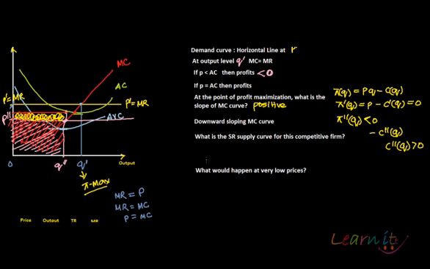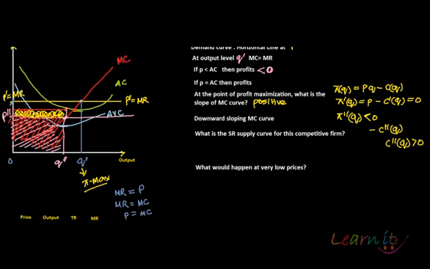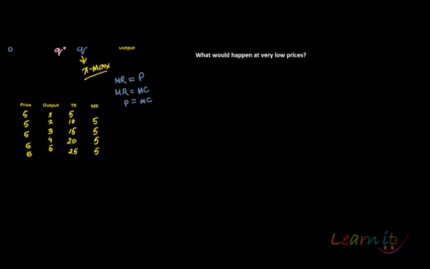Now we have to answer these three questions. That is, what would happen in case the price intersects a downward sloping MC curve? In that case, it would be feasible for a firm to produce more, because by producing more it can increase its revenue, and it will go on producing more until it touches the upward sloping portion of the MC curve. Now, what about the short-run supply curve of the perfectly competitive firm?